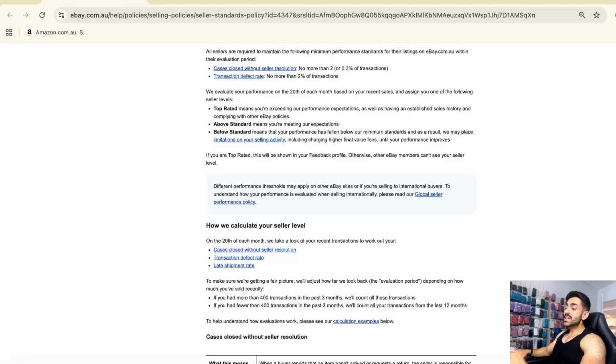Below standard means that your performance has fallen below our minimum standard, and as a result, we may place limitations on your selling activity, including charging higher final value fees, so charging higher transaction fees, until your performance improves. Okay, and it's a tricky one, because when you're below standard, you're going to be evaluated three-monthly, right? And as I explained to you guys, if you haven't sold enough items within the last 3 months, right? They will evaluate you for the 12 months.